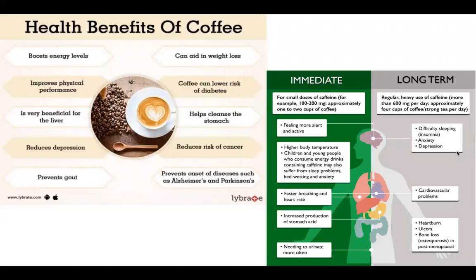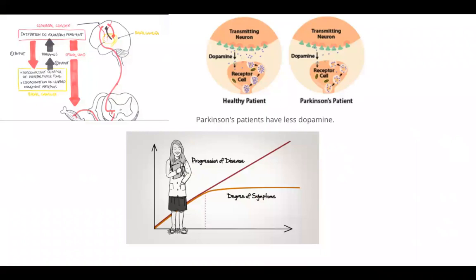In the long term, caffeine can have both benefits and consequences. Less than 400 milligrams a day has been linked to benefits such as weight loss, boosted energy levels, and a lower risk of diabetes. The consequences, however, can be cardiovascular problems, anxiety, and heartburn, to name a few. I will now pass it on to my group mate, Uyen.